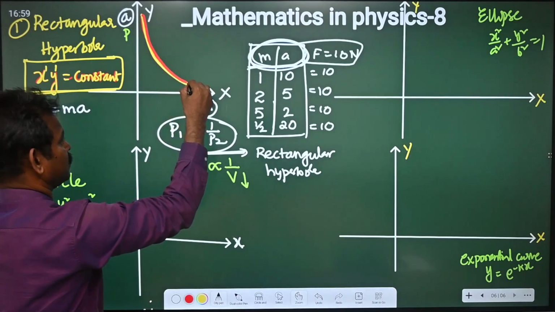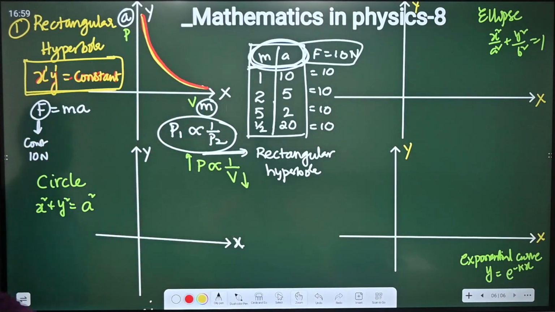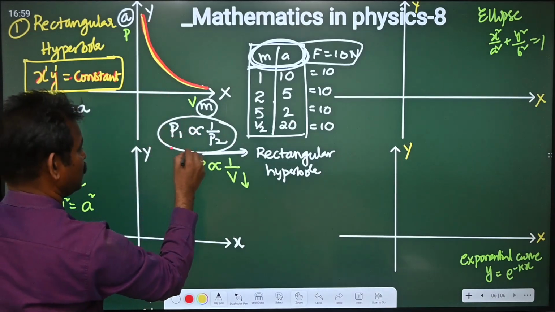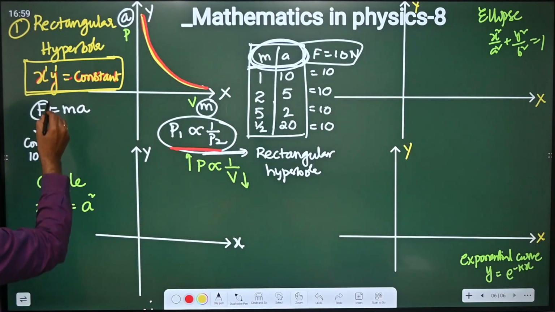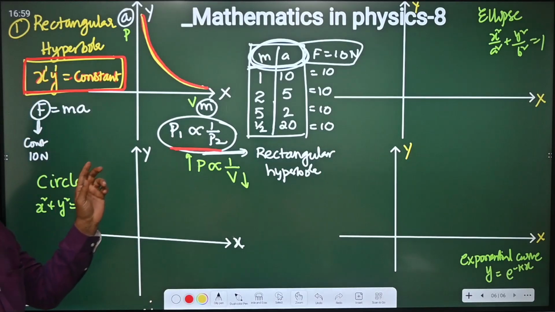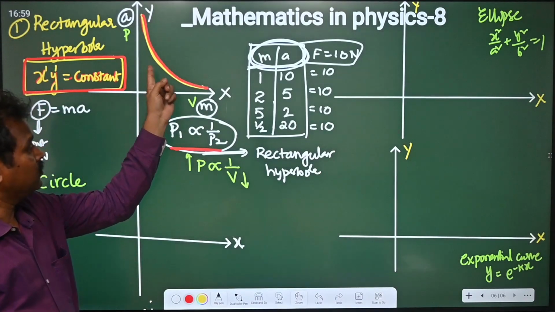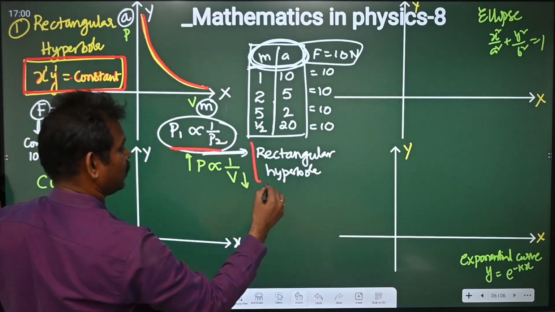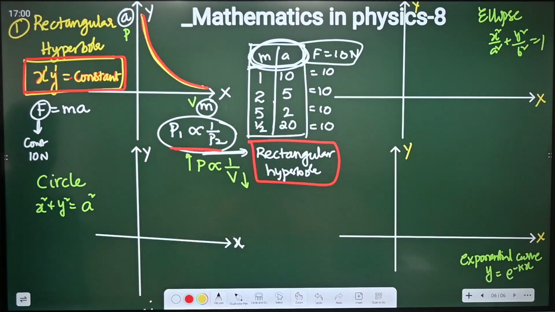And please remember, this is given in our Karnataka flag colors. That's why this is most important. And please remember this one. Whenever two physical quantities are inversely proportional to each other, the graph is always a rectangular hyperbola.